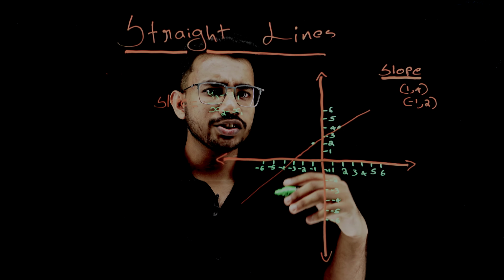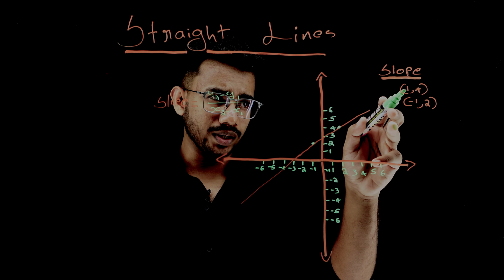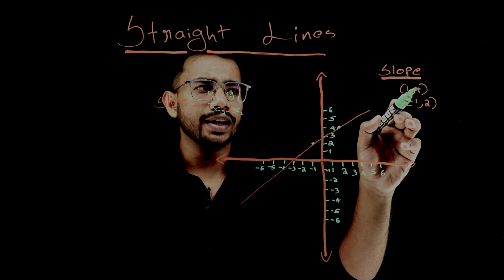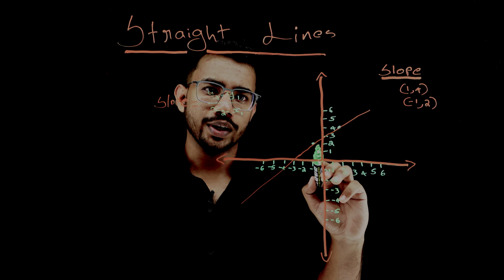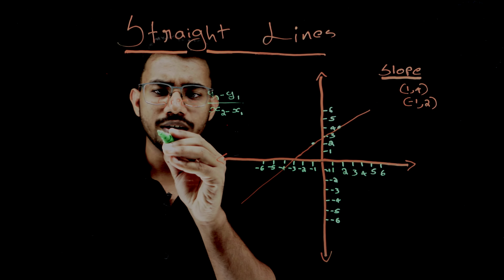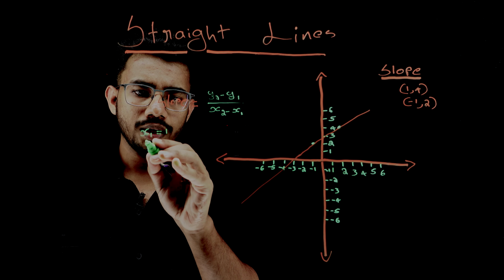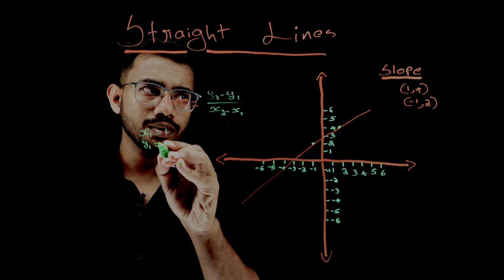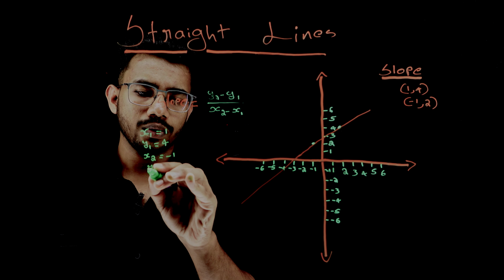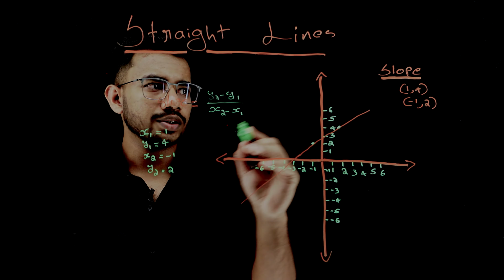So there is no problem in changing the order, but you can't mix them. That means you can't take 1 as x1 and then take 2 as y1. That is mixing. That is not possible. Either x1, y1 or x2, y2. That is the only case you can take here. Now, let's say we are considering x1 equal to 1 and y1 equal to 4 and x2 equal to -1, y2 equal to 2 here. Okay, so x1, y1 is (1, 4), x2, y2 is (-1, 2).